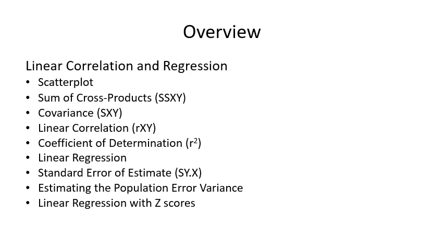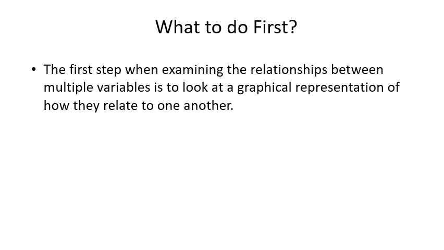Then we'll look at linear correlation. We'll go from there into coefficient of determination, and we'll then from there go into the more complex regression, standard error of estimate, estimating population error variance, and we'll finish up with some stuff on z-scores, even though I'm not going to spend too much time on that because I won't test you, or it's not on the homework or anything.